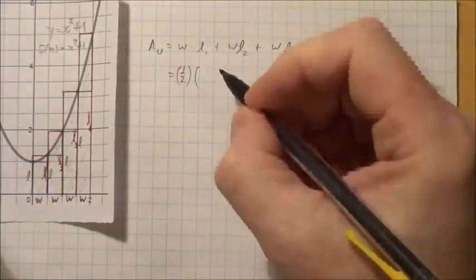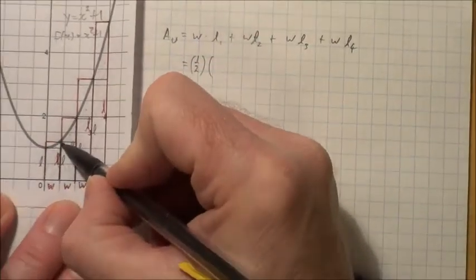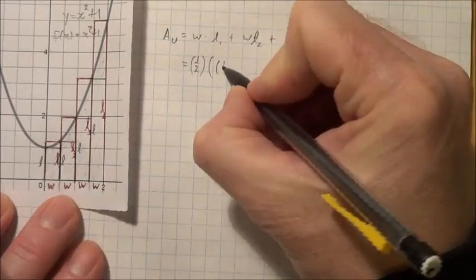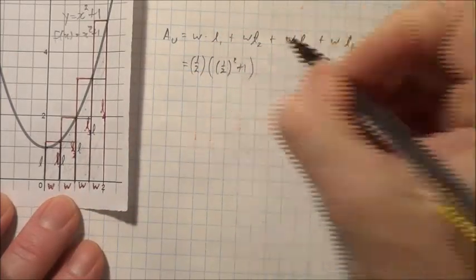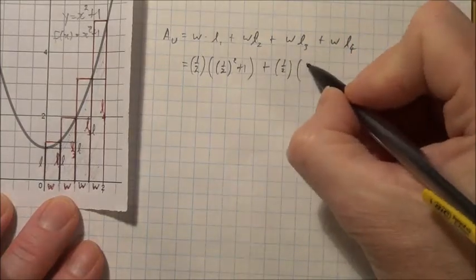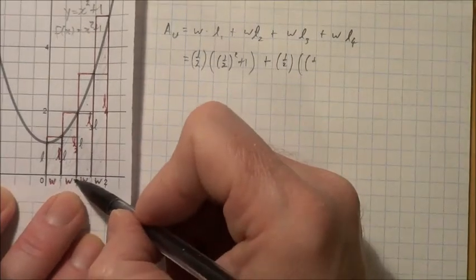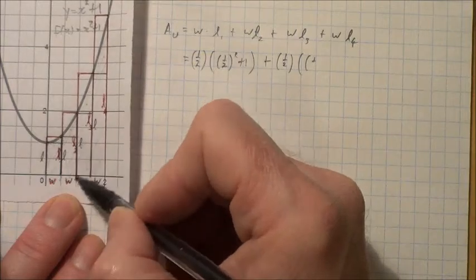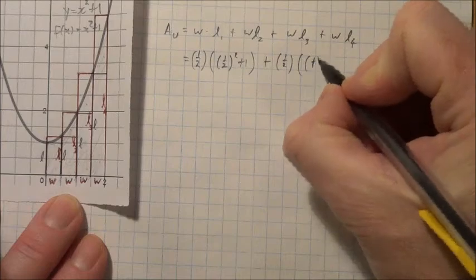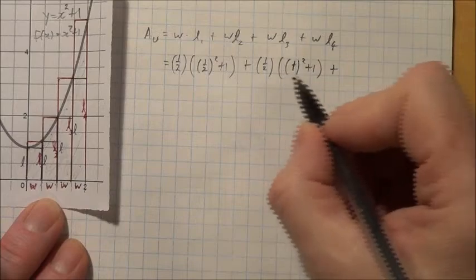So the width is a half. Then we've got x squared plus 1 as the function. But this time it's where x is 1/2 right off the bat. So it's 1/2 squared plus 1, plus then a half times, sorry, not 1/2, now it's going to be 1, because the x value for the second strip, for L2, is 1. And the y value is 1 squared plus 1. So this is L2 here.